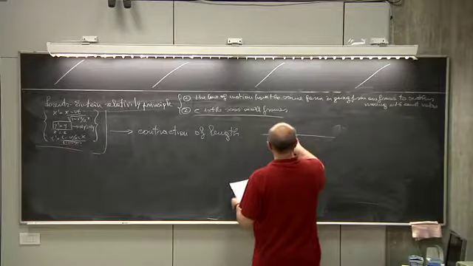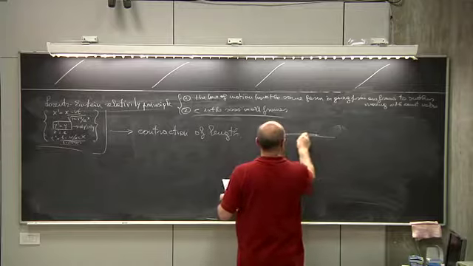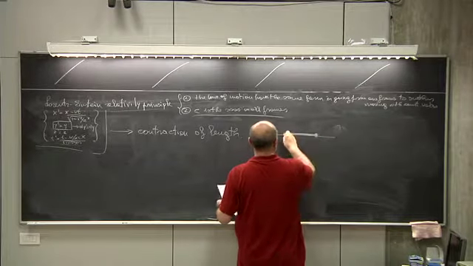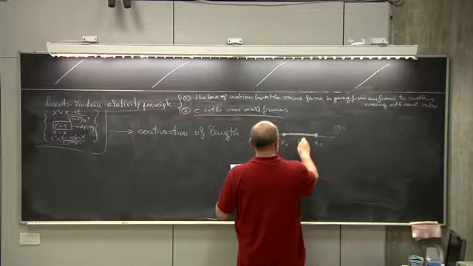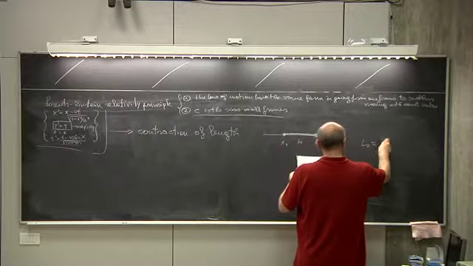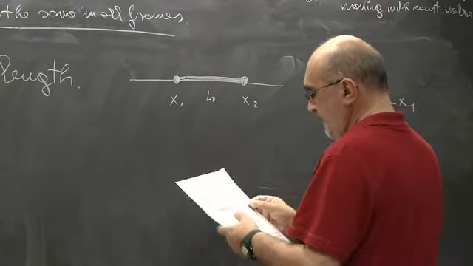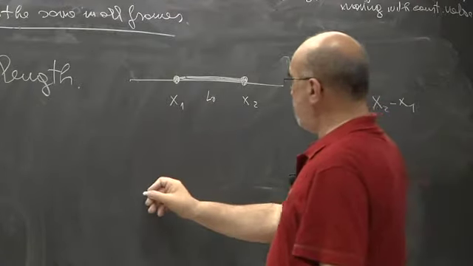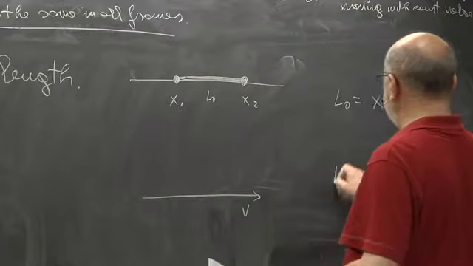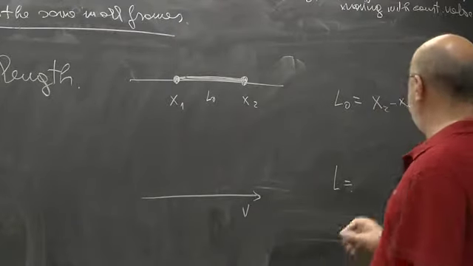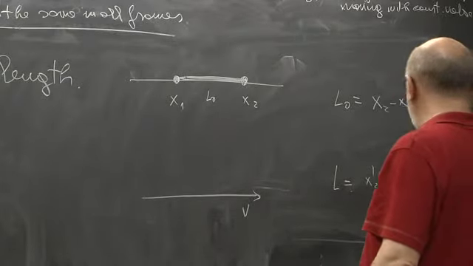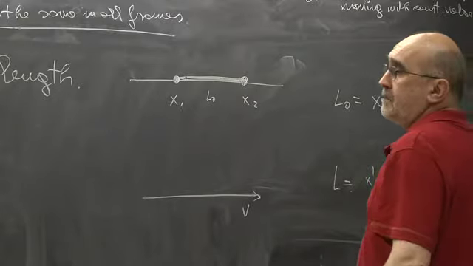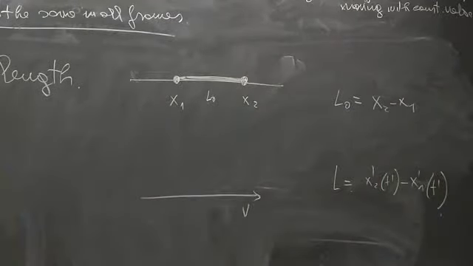So let's take a rod in the rest frame or laboratory frame. Rest frame or laboratory frame are the same. Let's suppose this is my rod, and this is its length. So in the laboratory frame, this is x2 minus x1. Now let's take a moving frame with velocity v, and let's measure its length. It will be x2 prime minus x1 prime, because in the moving frame I call the coordinate and time with a prime.